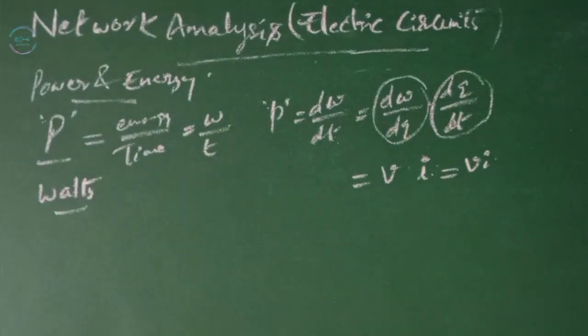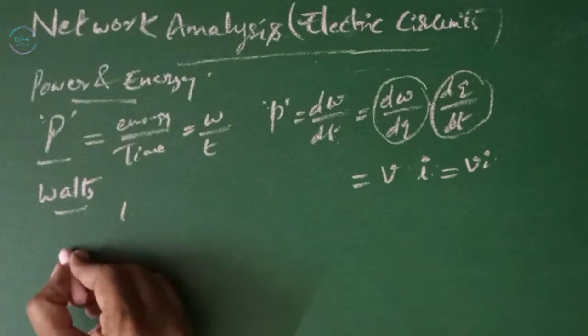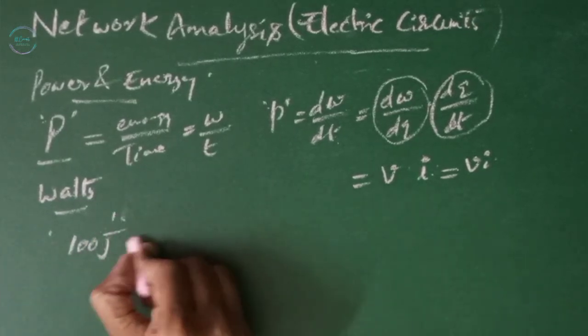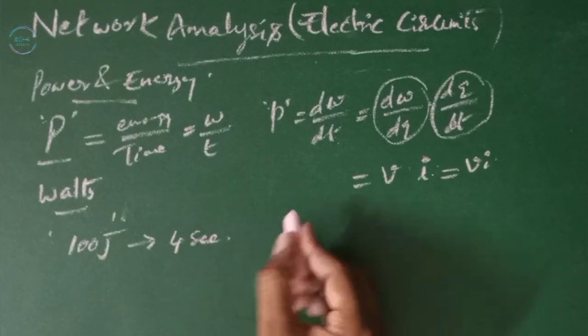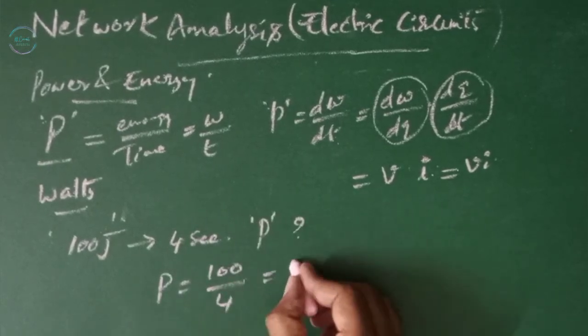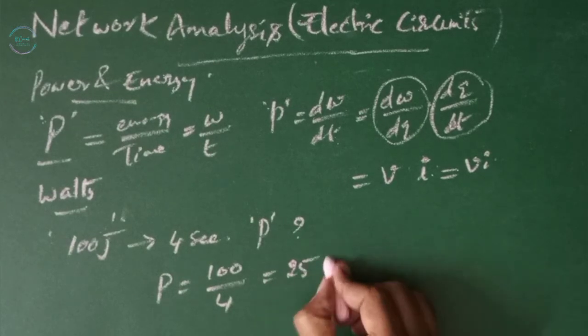By definition, 1 watt is the amount of power generated when 1 joule of energy is consumed in 1 second. If I have 100 joules of energy and it is consumed in 4 seconds, then power is given by 100 joules divided by 4 seconds. It is nothing but 25 watts.